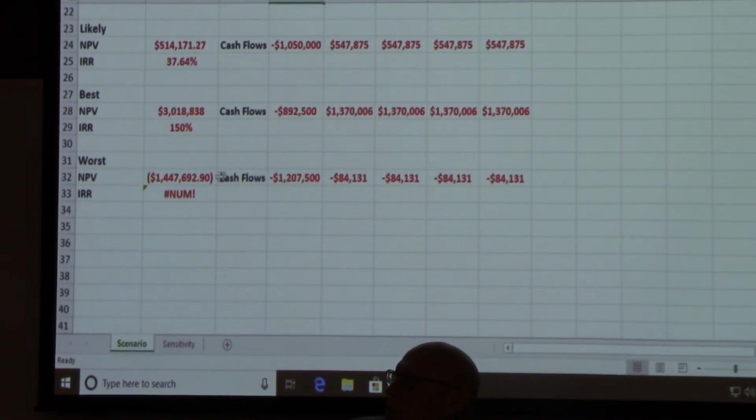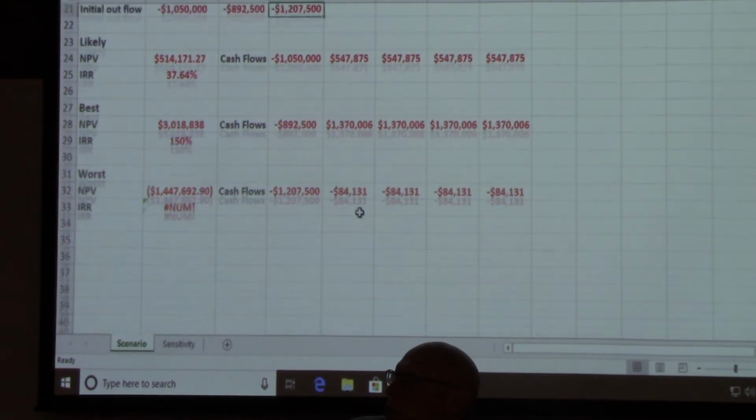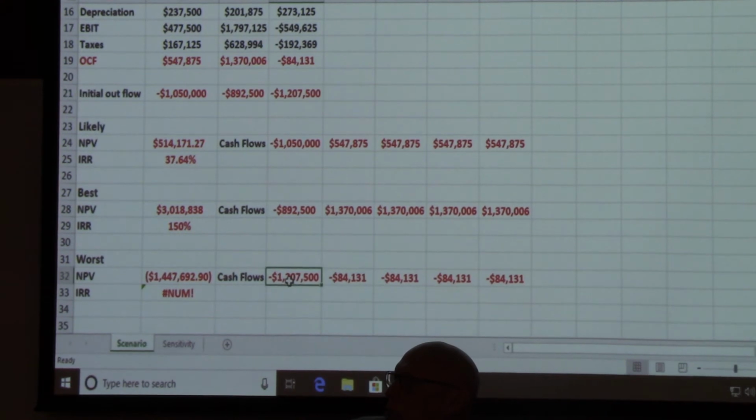And when you put all this in, here's your cash outflow, your 4 years of operating cash flows. And you do not get an internal rate of return, but you do get a negative $1,447,693 as your net present value. So you're destroying value here. All right, so that is the scenario analysis.